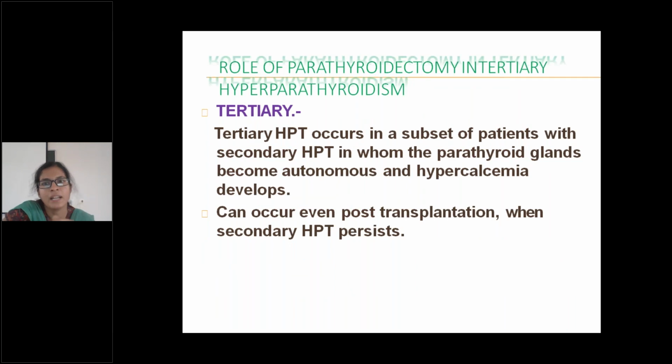And tertiary occurs in a subset of secondary. Initially these patients have secondary hyperparathyroidism. This causes continuous stimulus to these parathyroid glands, which become autonomous, independent of the stimulus, and they cause hypercalcemia.